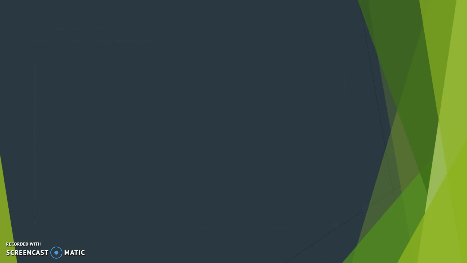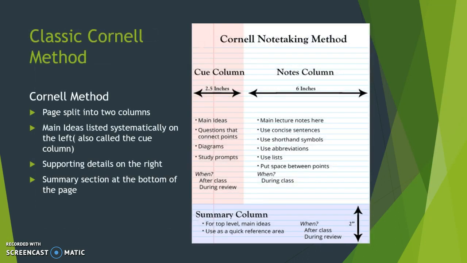We'll start out by talking a little bit about the classic Cornell method. Most people have seen this pretty much since middle school, if they have been in a learning environment. Pretty much all of the main ideas are on the left-hand column, and then followed by supporting details and notes on the right-hand side, followed by a summary section somewhere at the bottom of the page or on a separate sheet. So this is a really basic method, especially for people that are just starting out in note-taking strategies.